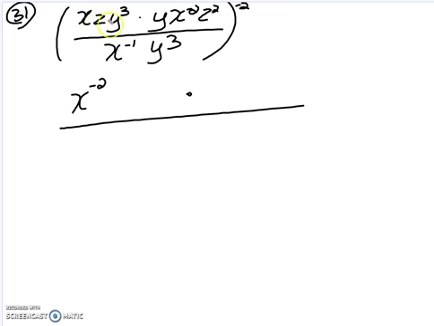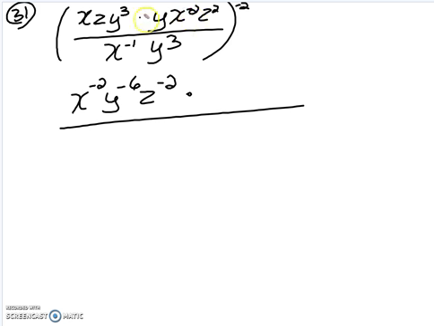Going alphabetically, instead of the syntax that it's written in, I'm going to go y to the 3 to the power of -2. So it's 3 times -2. I multiply them, and I get y to the -6. I now have z to the power of 1 to the -2, so it's z to the -2.